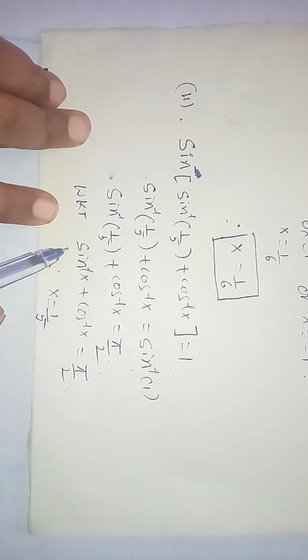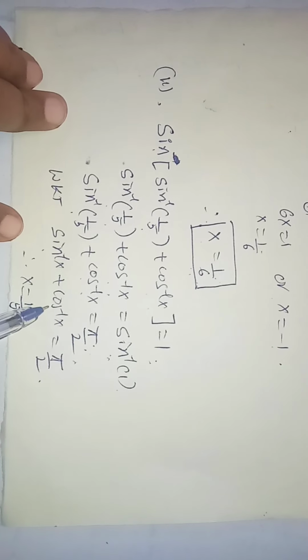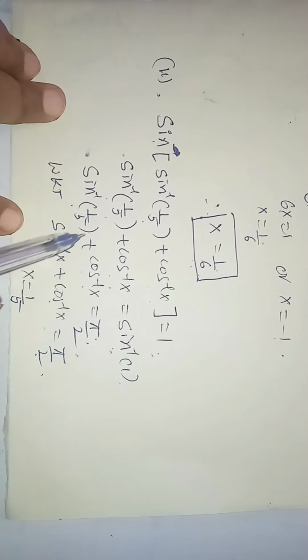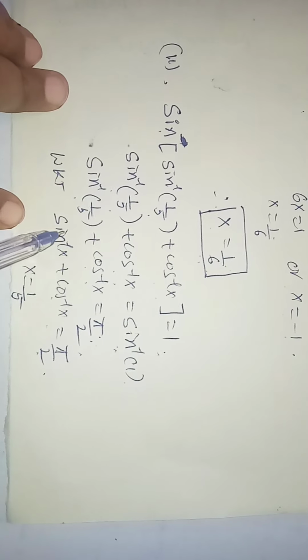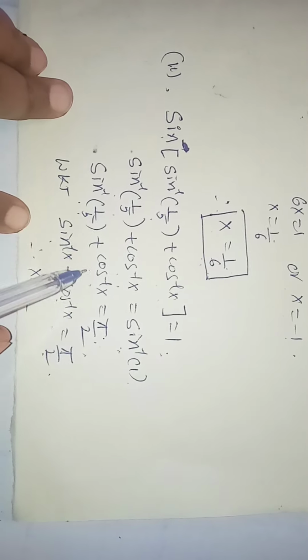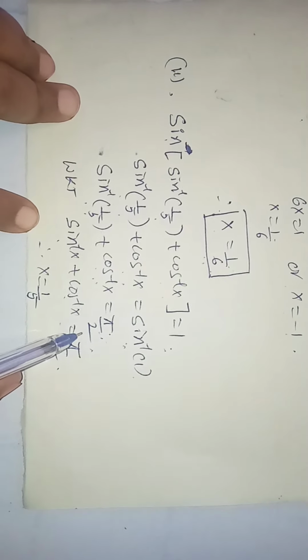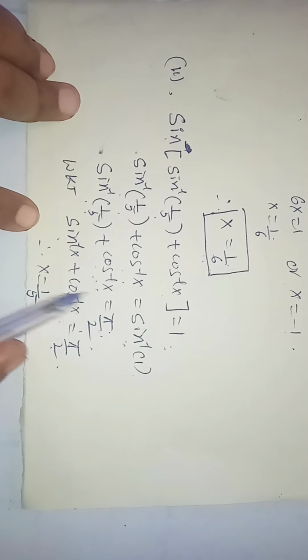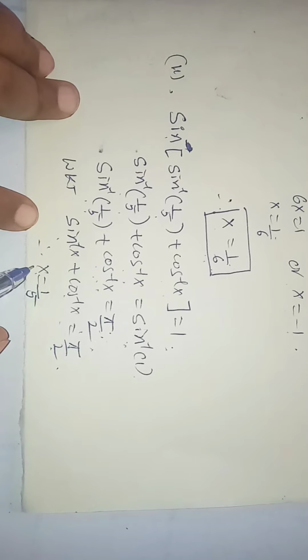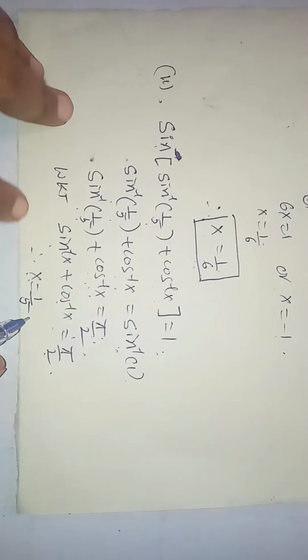But we have the standard formula: sin inverse x plus cos inverse x is pi by 2. Both are similar. Means compulsorily, if sin inverse 1 by 5 plus cos inverse x is pi by 2, then compulsorily the value of x should be 1 by 5. Therefore, the value of x is 1 by 5. Next example.